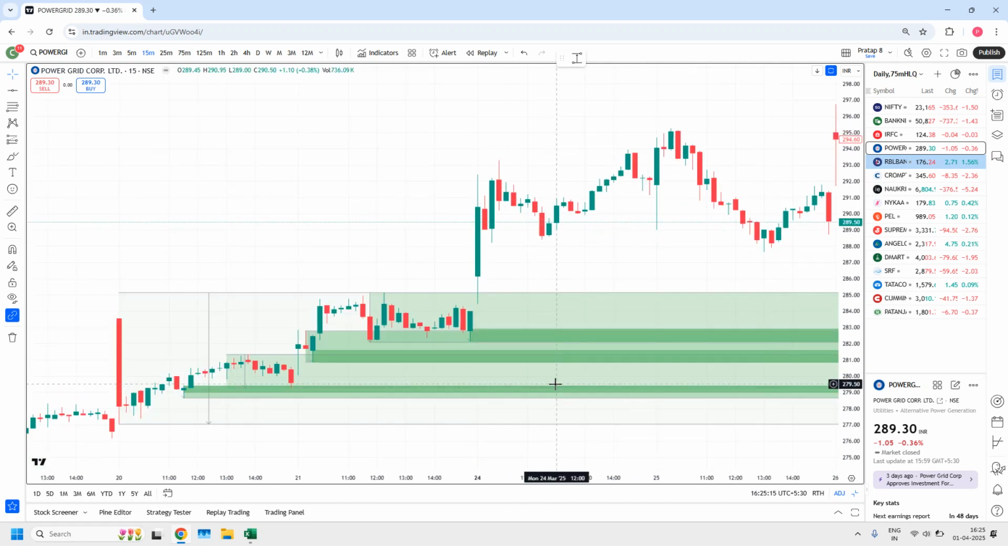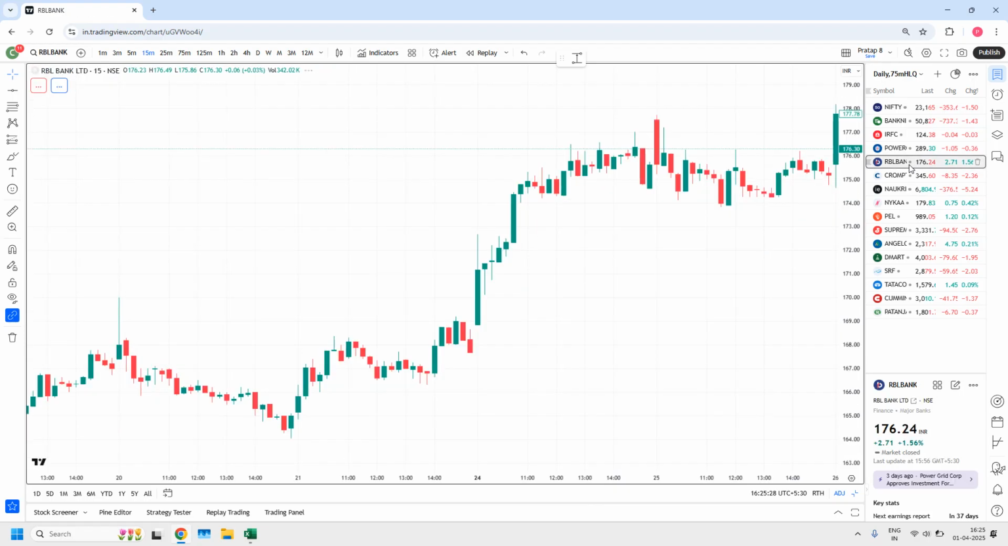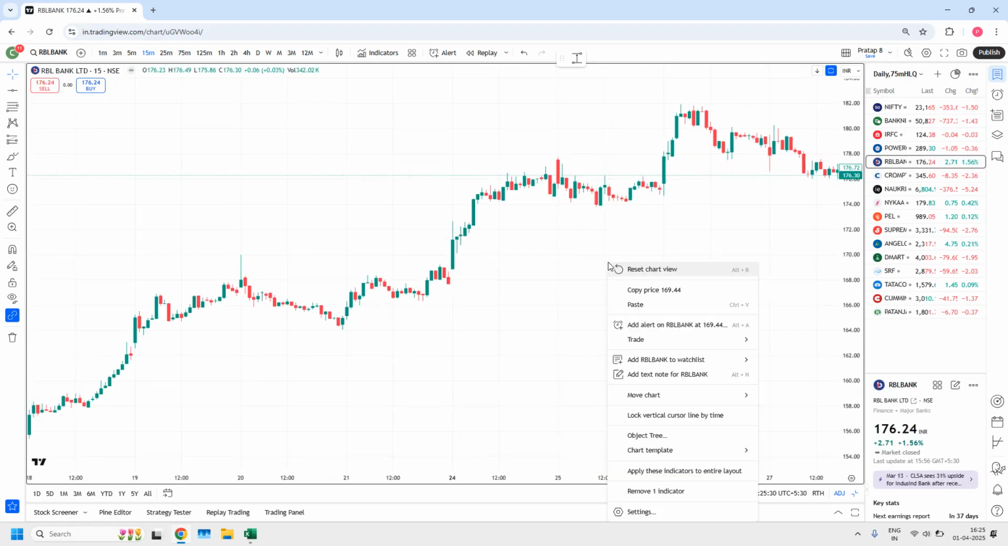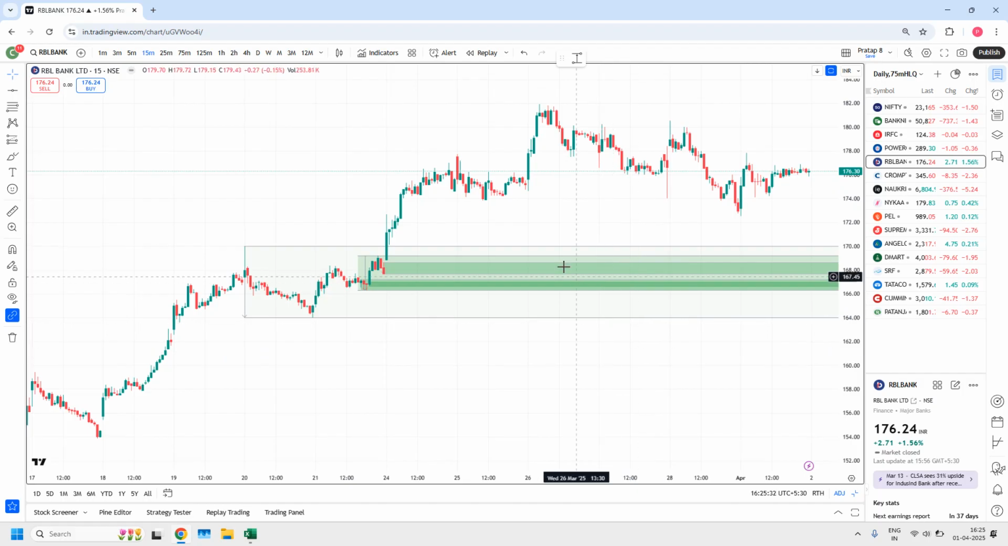What is that? This is the one we already discussed, right? Then why am I looking into Power? Oh, still we are in Power Grid. RBL Bank we didn't go. Sorry, I thought we were in RBL. We were in the Power Grid only.